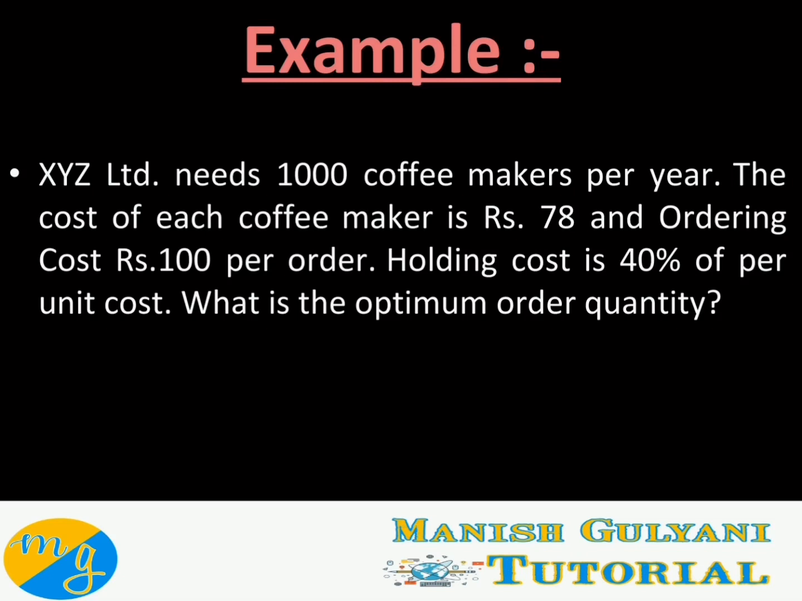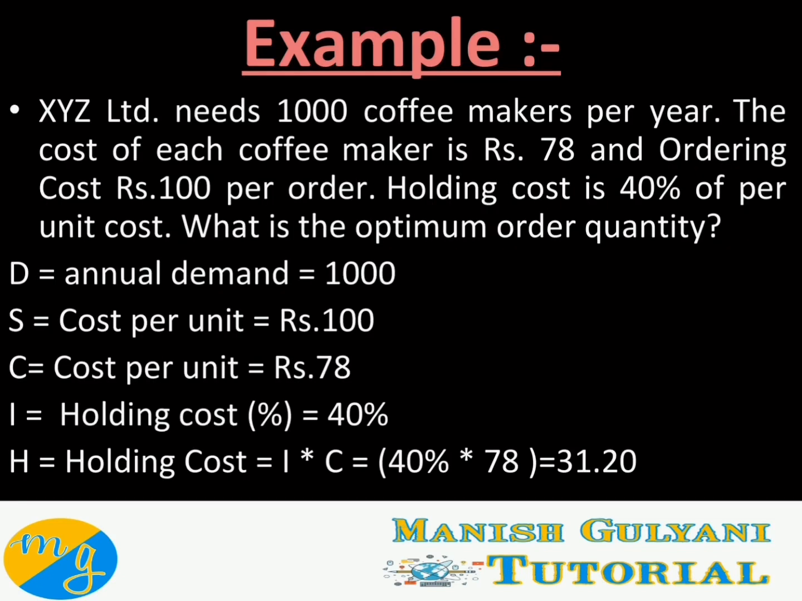Under this, annual demand 1000 is given. 1000 coffee makers per year, D is already given. Annual demand is given, D is equal to 1000. Cost of each coffee maker is 78 and ordering cost is 100 rupees per order.